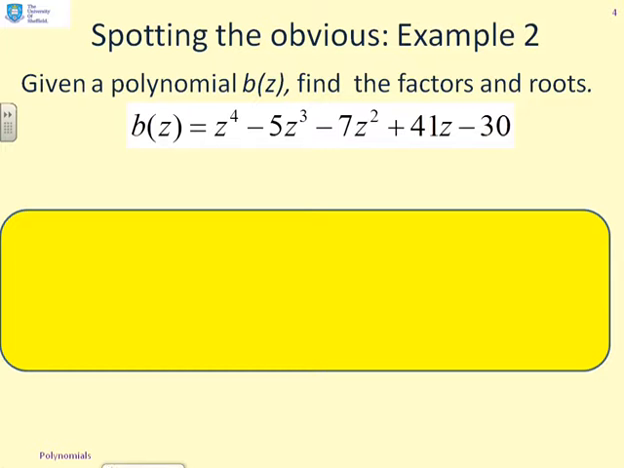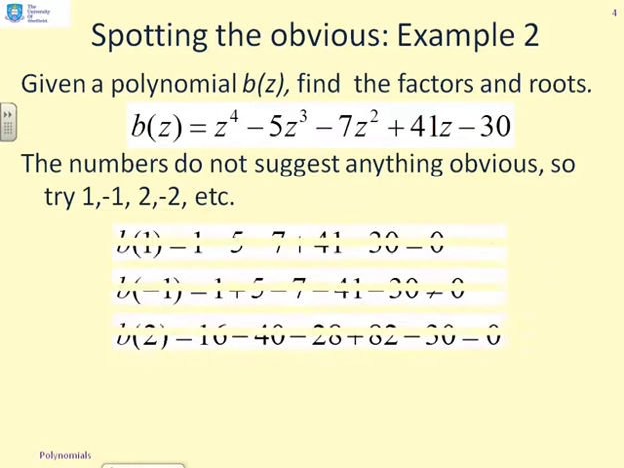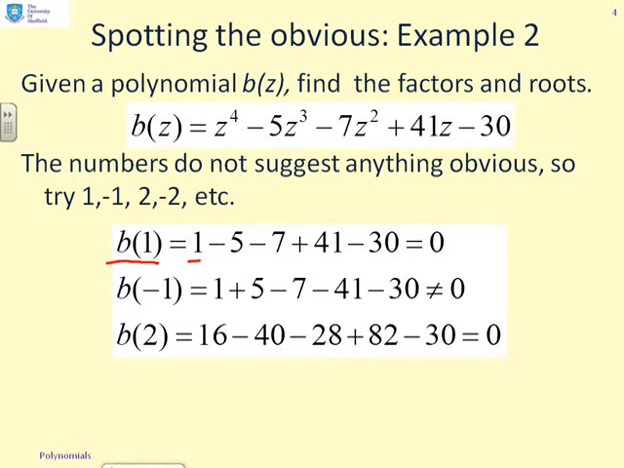Well, you remember we were given a hint before. If you can't see anything really obvious, then try simple numbers like plus or minus 1 and plus or minus 2. So that's what I'm going to do next. I substitute in 1. There it is, p of 1, and I evaluate p of z at z equals 1, and what do you know? I get 0. So z equals 1 is a root.